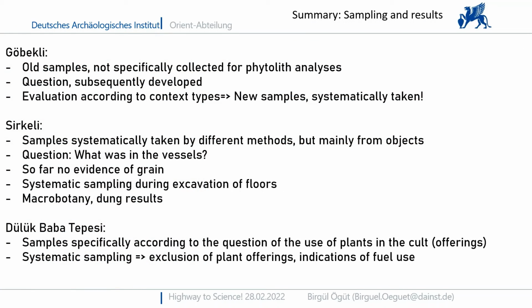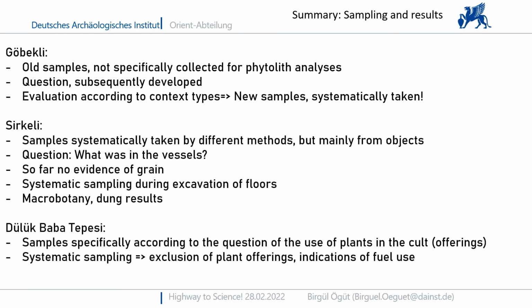In summary, I can say the following about the sampling and the results in the sites. At Göbekli Tepe, samples were used that were not specifically collected for phytolith analysis. Accordingly, the research question was subsequently adapted to the material. In this case, I decided to subdivide the analysis by context. However, the new samples taken in 2021 specifically for phytoliths from context and objects will certainly expand the previous results with more detailed information.